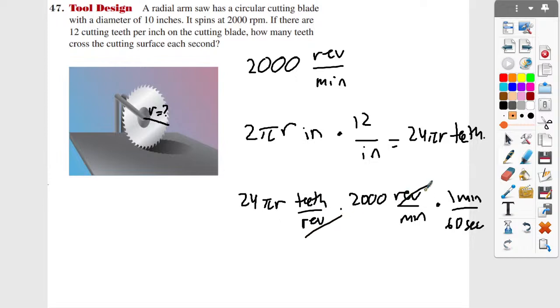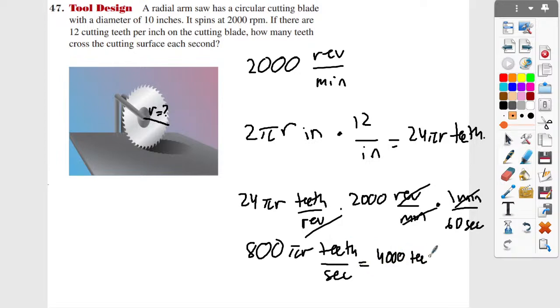You can cross out the revolutions, cross out the minutes. 24 times 2,000 divided by 60 is 800 pi r teeth a second. And we worked it out. I hope you spent the 3 minutes working out how to have the number 10, because the answer is 4,000 teeth a second.